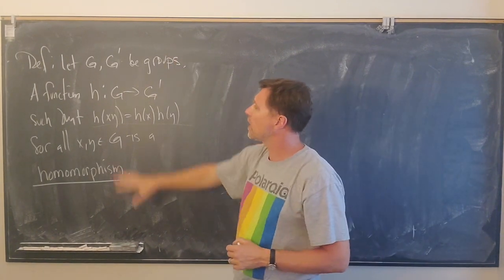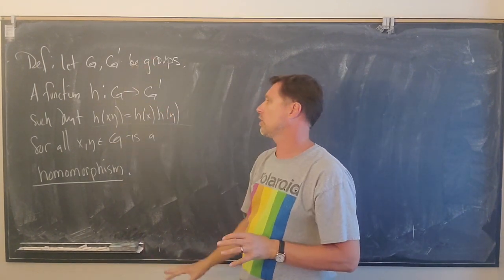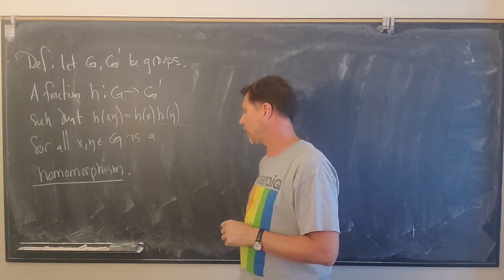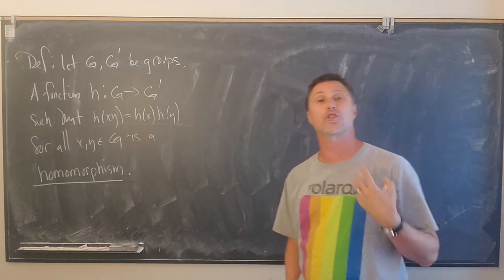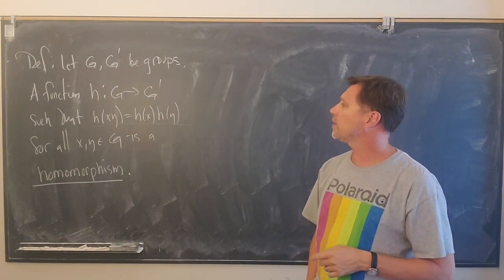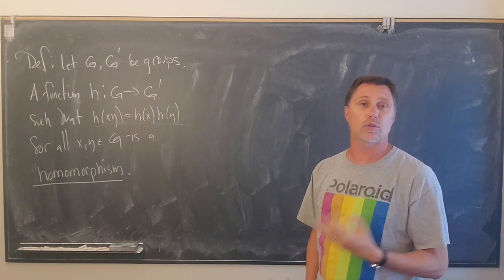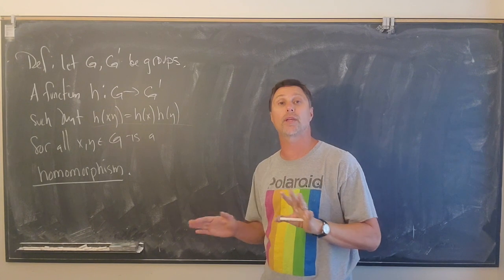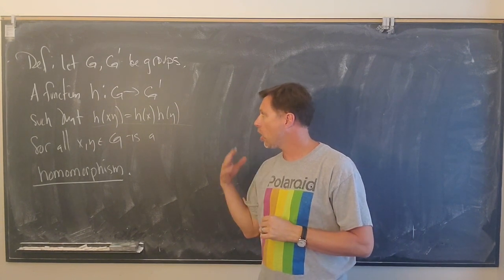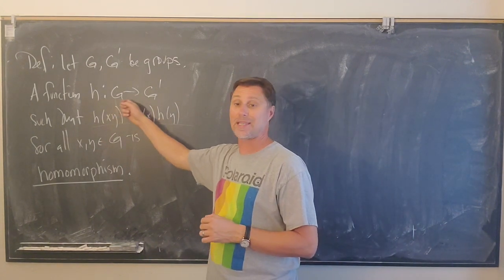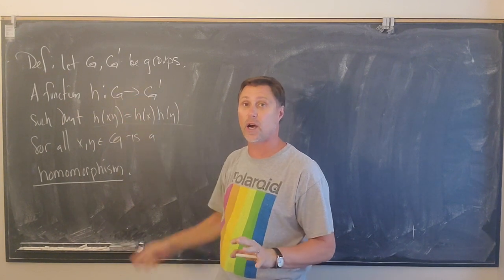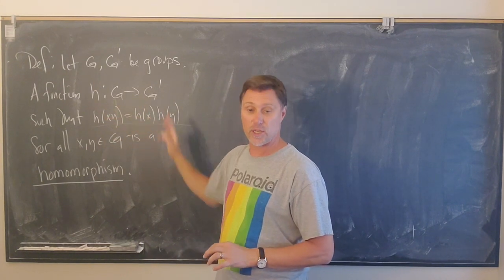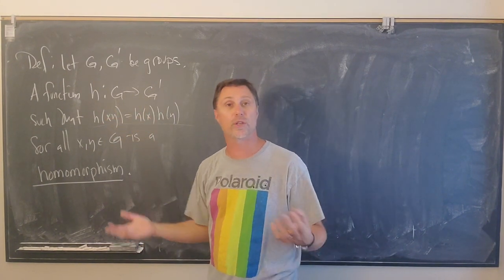And homomorphisms are a key feature in the study of both groups and, next quarter, when we study rings. Homomorphism is an extremely important concept. In fact, when it comes to group theory, if you want to say what group theory is, it is the study of groups and their homomorphisms. So the two really go hand in hand. So what is a homomorphism then? It's a function that is not necessarily one-to-one, not necessarily onto. It's just a function that respects the operations of G and G prime. So it's an operation respecting function.